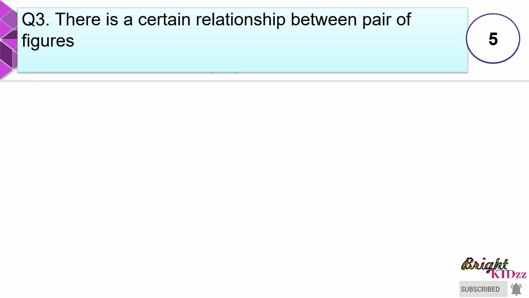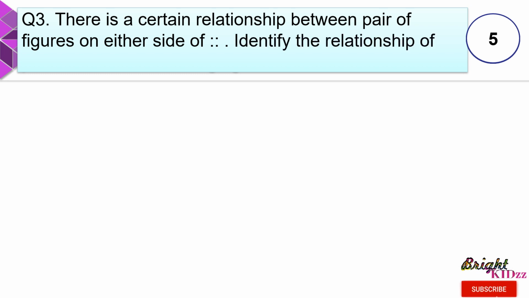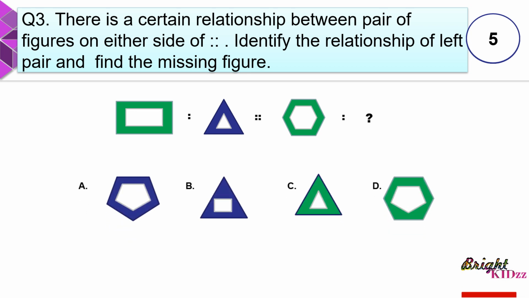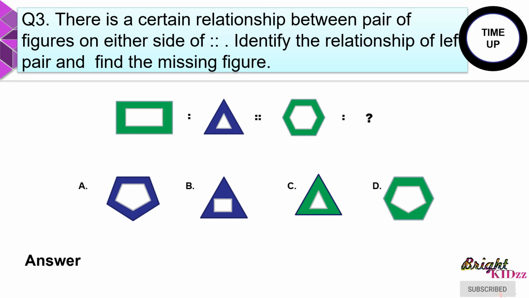There is a certain relationship between pair of figures on either side. Identify the relation of left pair and find the missing figure. Answer A. Here you can see 4 sides are present and a 3 sides figure is present. It's 6, so less than 1 it becomes 5. Then the ratio of green is to blue, so it will be green is to blue. So blue figure of 5 sides, that's pentagon, which is A.